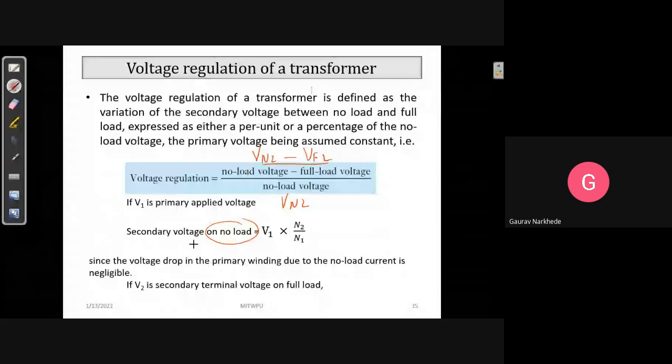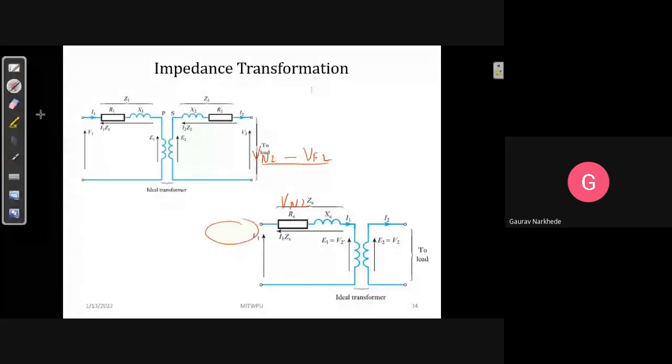Let me tell you a simple thing. I will just go back to the PPT. Now see what I am saying: your EMF is induced. Here E1 is the EMF induced, and the EMF induced here is E2. Now when I am not connecting any load, am I connecting a load here? No, sir. So if I am not connecting any load, what is this? Open circuit, right?